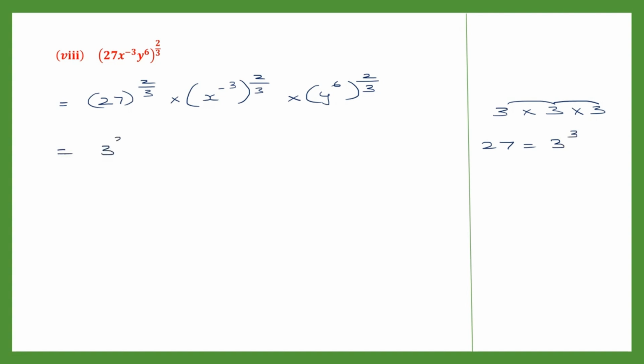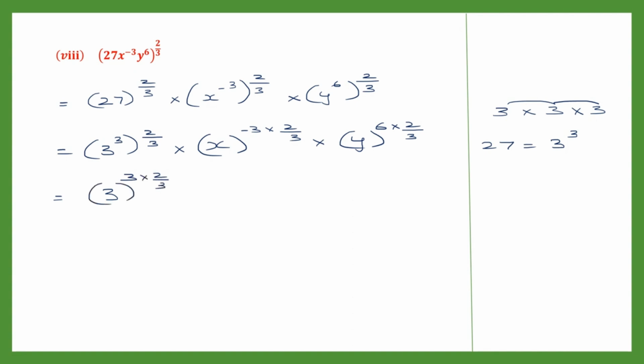So this is 3 raised to the power of 3 into raised to the power of 2 by 3 into, now here we have x to the power of minus 3 into 2 by 3. Similarly, here we have y raised to the power of 6 into 2 by 3. So let's get it all in this format now. So here it will be 3 raised to the power of 3 into 2 by 3. Let's write everything else as it is. X raised to the power of minus 3 into 2 by 3. We'll cancel everything in the next step. Y raised to the power of 6 into 2 by 3.